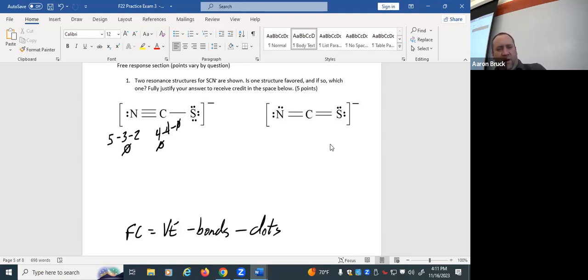For the sulfur, 6 valence minus 1 bond and 6 dots. Here's where my -1 charge sits.